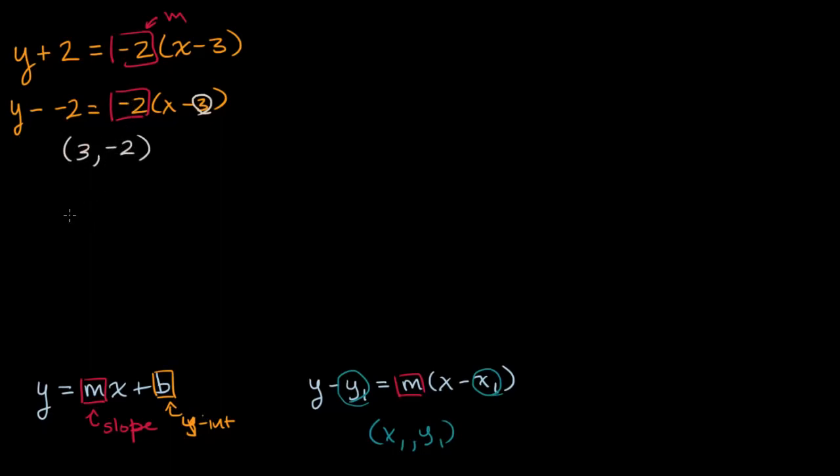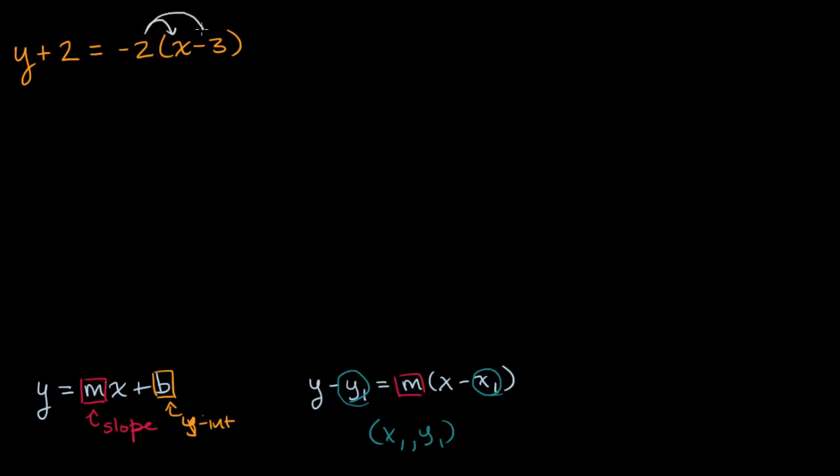Now, another way to approach this is to just manipulate it so that we get into slope-intercept form. So let's do that. The first thing my brain wants to do is distribute this negative 2. And if I do that, I get y plus 2 is equal to negative 2x, negative 2 times negative 3, plus 6. And then I can subtract 2 from both sides. And then I get y is equal to negative 2x plus 4.